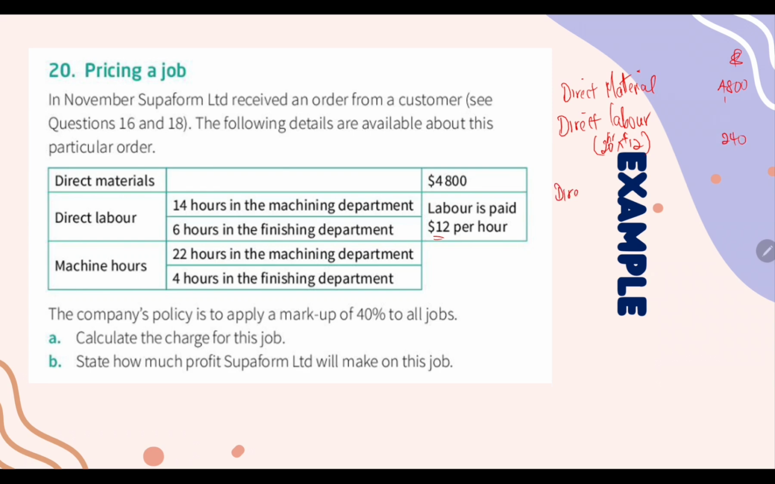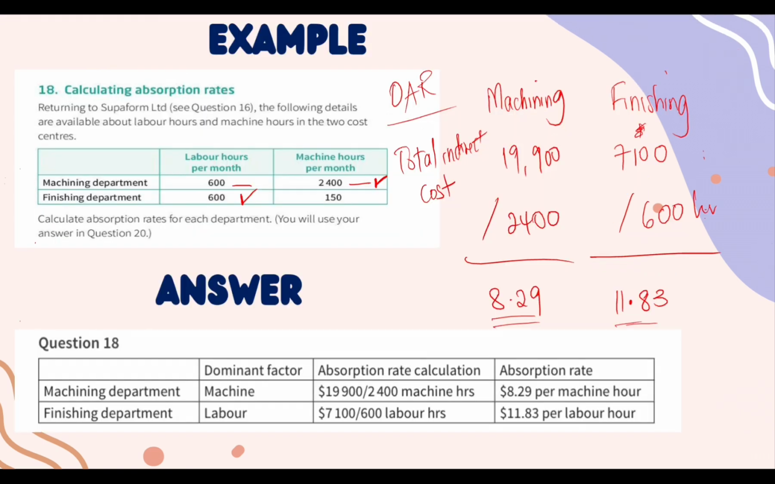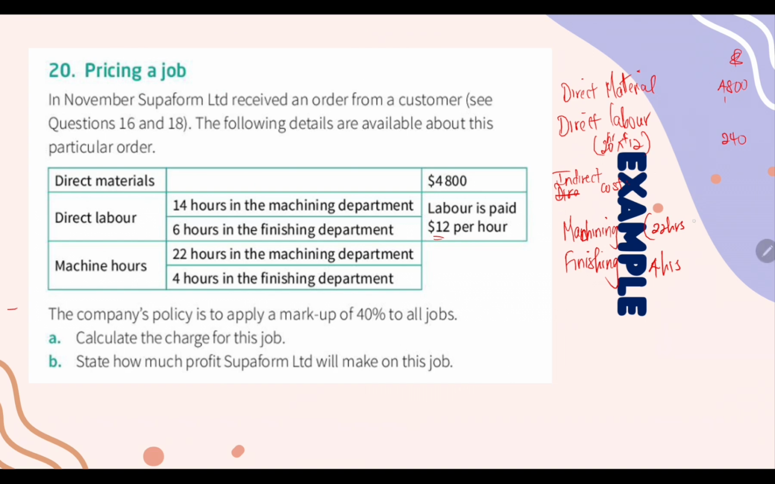And now we're going to go to indirect costs. So you have machining, sorry, this is machining, and we have finishing. In the machining department, they spend 22 hours, and over here they spend 4 hours. So for the machining department it's $8.29 times 22, and for finishing $11.83 times 4.